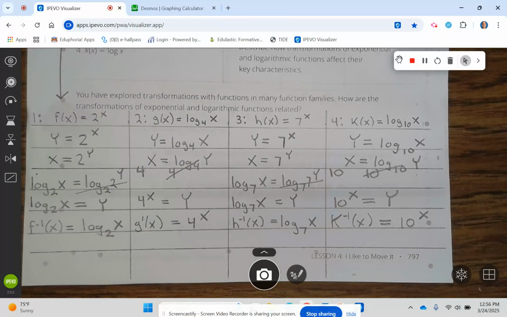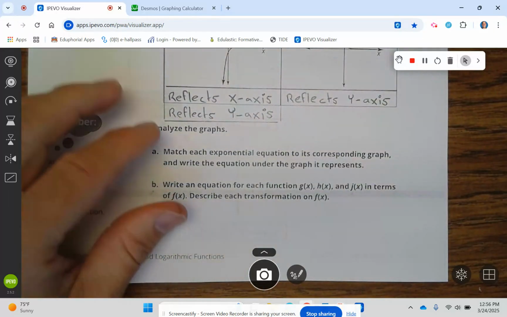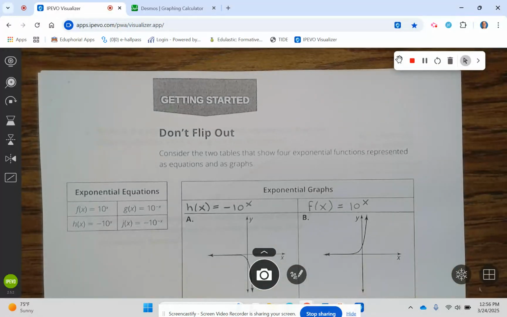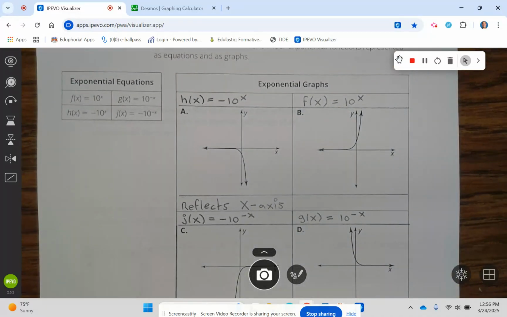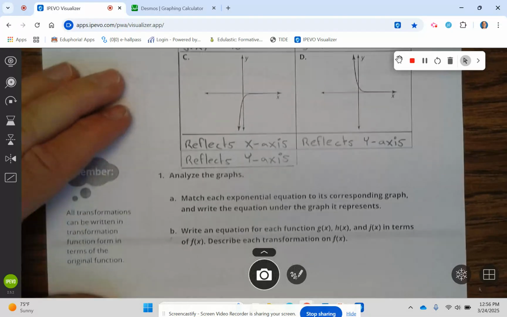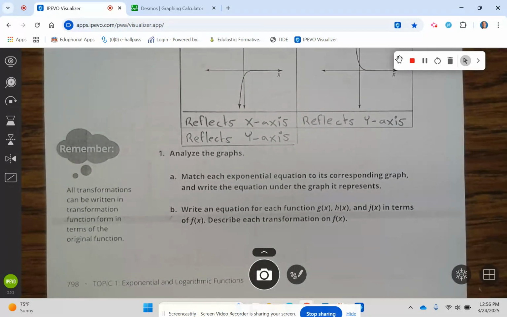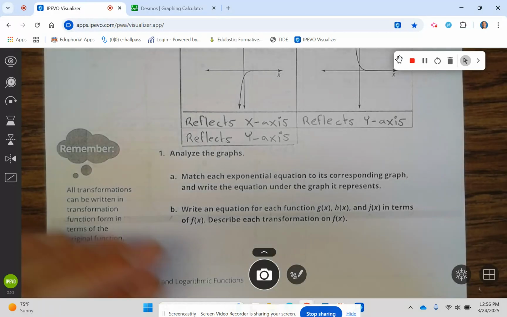All right, let's take a look at the next page. Getting started. Don't flip out. Consider the two tables that show 4 exponential functions represented as equations and as graphs. Analyze the graphs, match each exponential equation to its corresponding graph, and write the equation under the graph it represents. Write an equation for each function g of x, h of x, and j of x in terms of f of x. Describe each transformation.